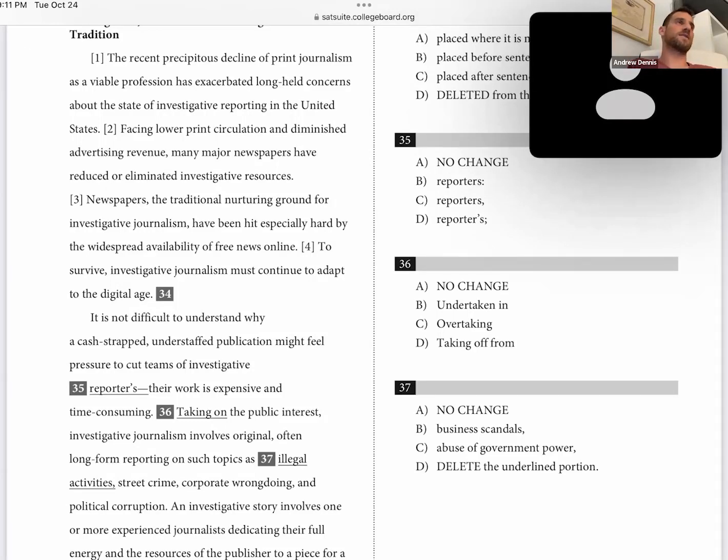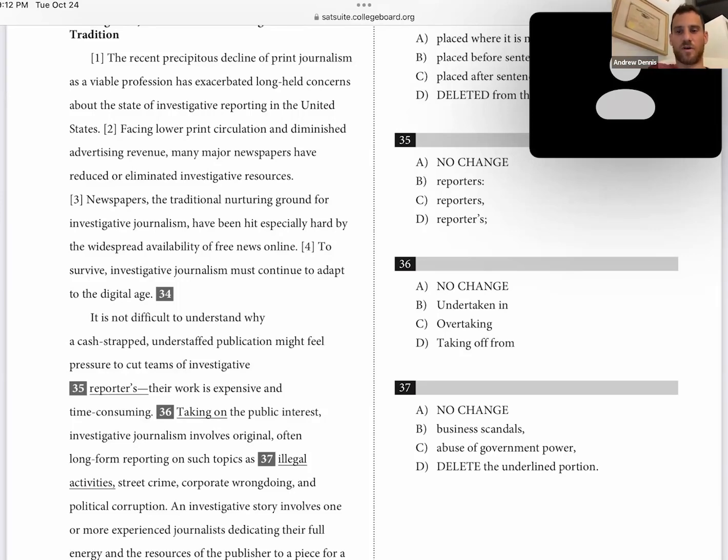Taking on means confrontational. I'm taking on this opponent. Mike Tyson has taken on Tyson Fury. Taking on, it's not going to be that. Overtaking isn't going to be the answer either. It's actually going to be A or B, undertaken in the public interest, right? It's undertaken in the public interest.